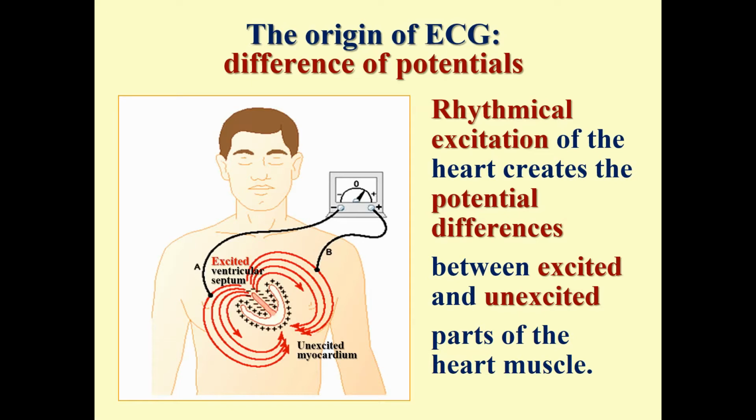And the vector of conduction of excitation corresponds to this arrow that goes practically through the interventricular septum, from the excited portion with minuses to the unexcited portion of the heart with positive charges on the surface. This is the vector, or axis, the electrical axis of the heart at this moment.